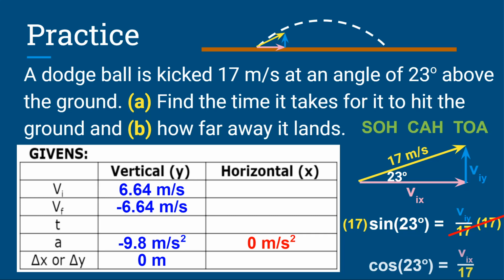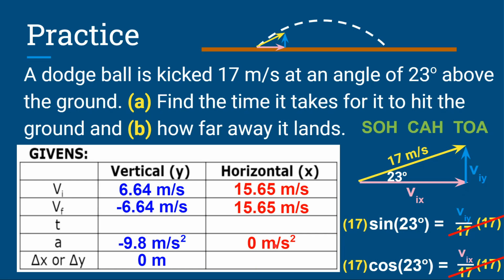Let's look at the horizontal now. Again, we're going to use cosine because this is adjacent to my angle. Cosine 23 degrees equals adjacent over hypotenuse. Multiply both sides by 17, and that goes in your calculator: 17 times cosine 23, which is 15.65 meters per second. And again, that's a constant velocity, so I filled it in for both VI and VF because my acceleration here is 0.